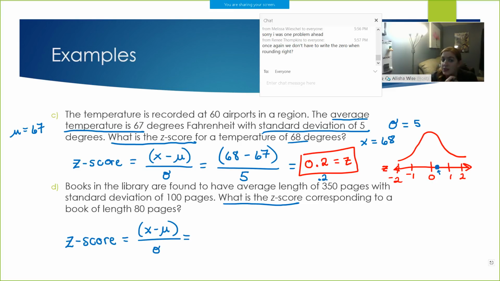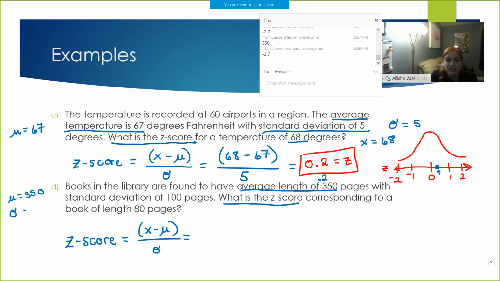Okay, so perhaps you've given a moment to plug in your values. Let's see what we think. So what did we plug in for mu? I'm going to go step by step. Sorry, Kurt. I know you're excited. Mu is our average or our mean, which would be 350. Yep, so mu would be 350.